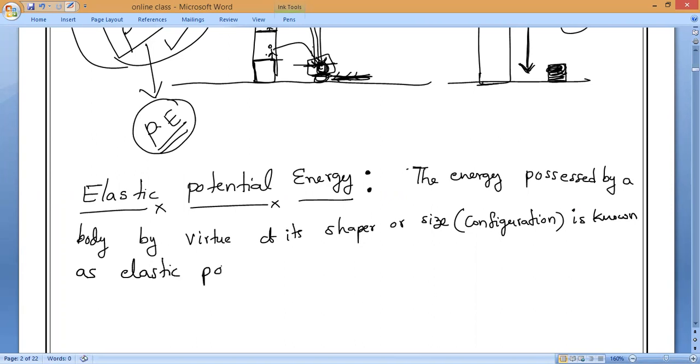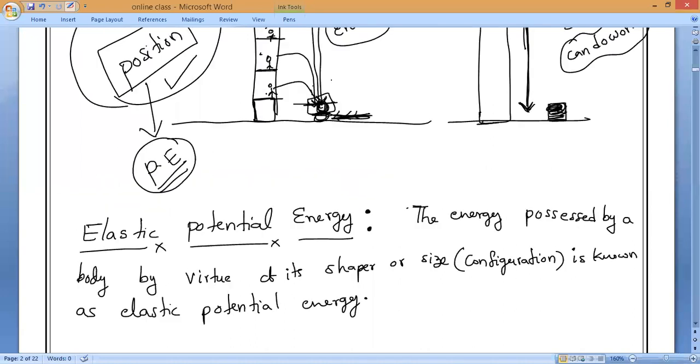Elastic potential energy. What is an example of elastic potential energy? Anybody can give. So many examples I have given. You have to tell me.